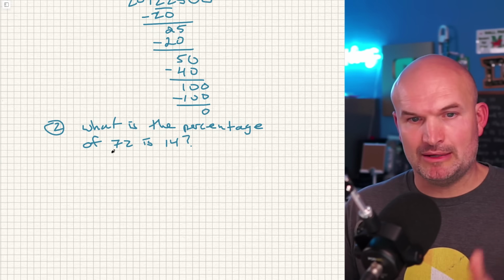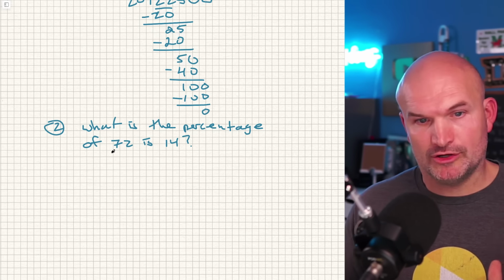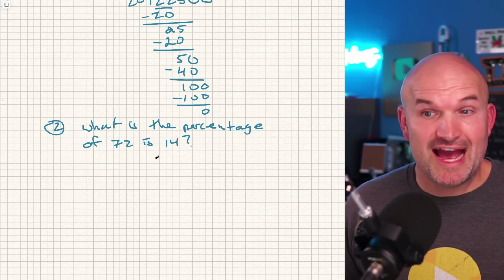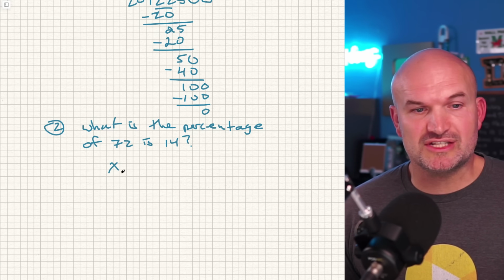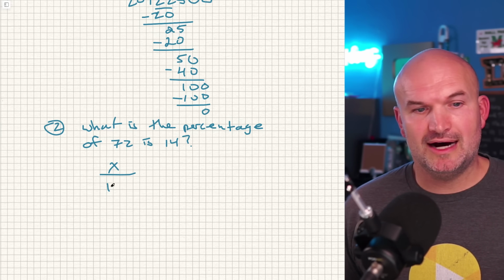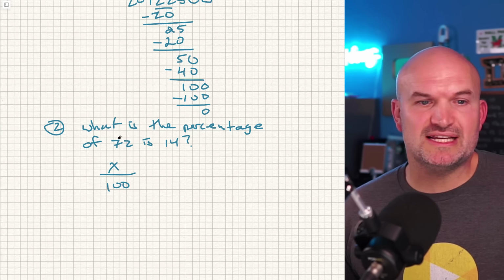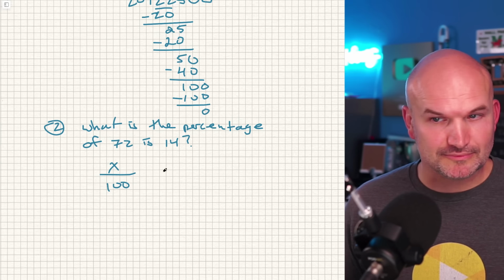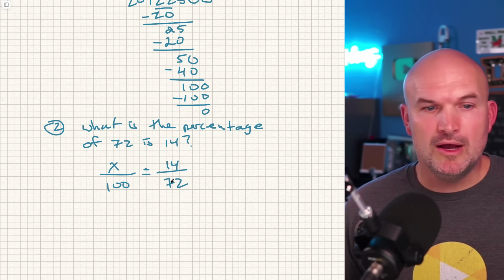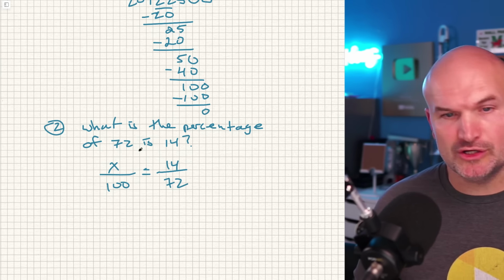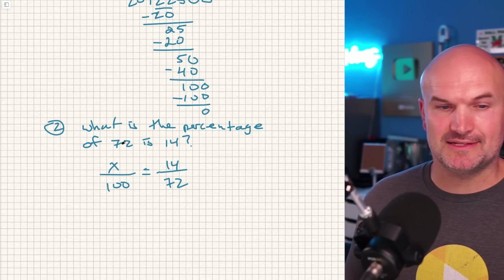Okay, now remember I talked about percent means part of 100. So in this case, we don't have what our percentage is. We don't have the value out of 100. So I immediately am just going to say, well, that's going to be my unknown out of 100. And it says, what is the percentage of 72 is 14. So what that's saying is 14 out of 72. But what is that out of 100? That's what this question is asking us.